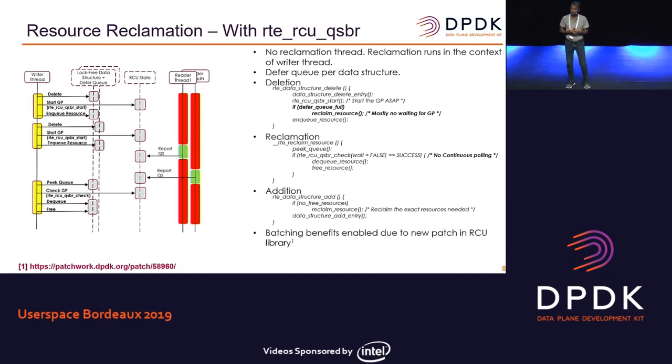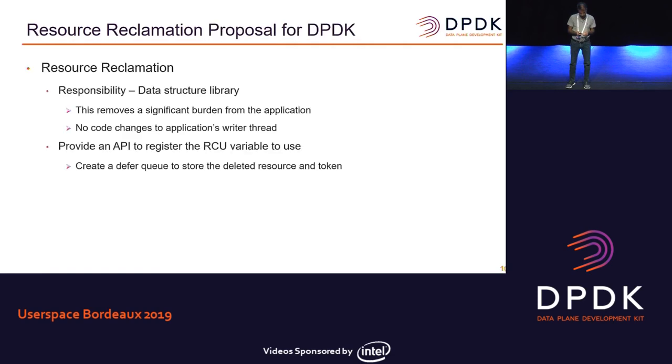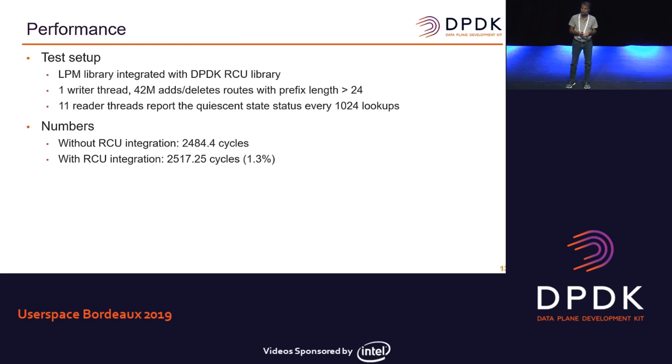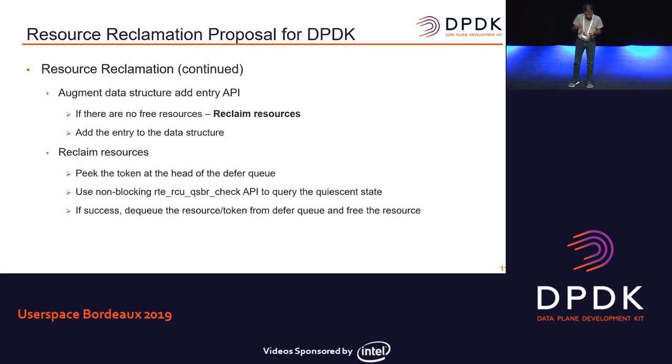Okay, but the other thing, a more general question, is for the performance numbers. You talked about the impact on the writing thread. What about the impact on the readers, which I think is probably more relevant for things like LPM and hash, where our data plane threads are really the ones doing the lookups. So what's the impact there? With this integration, we are not adding any code to the reader part of the data structure. But it has to report the quiescent state.